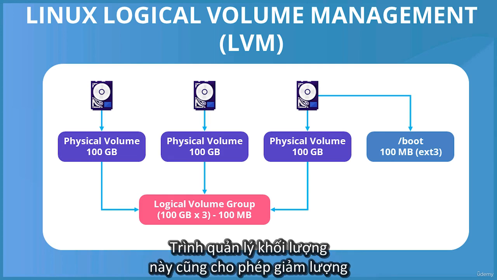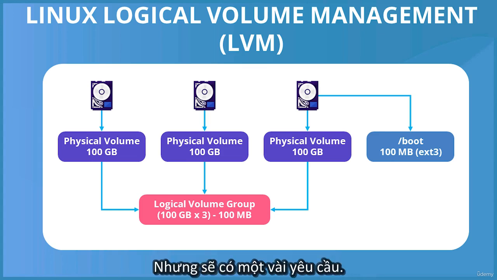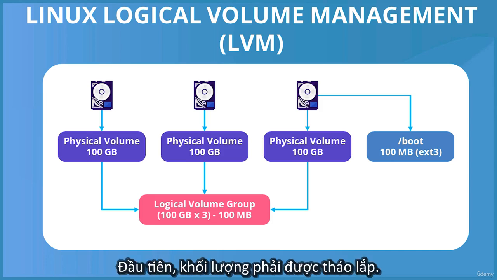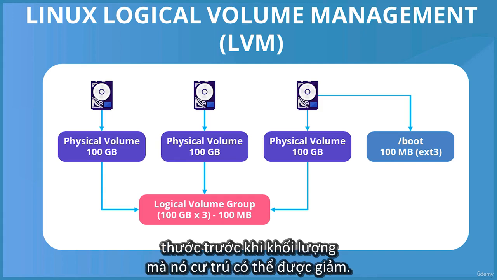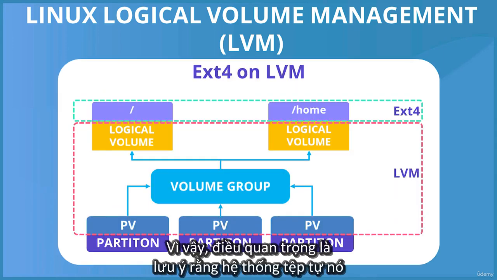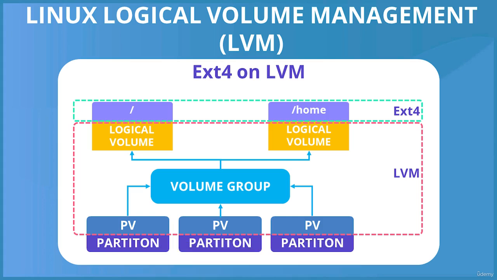This volume manager also allows reducing the amount of disk space allocated to a logical volume. But there are a couple of requirements you have to pay attention to. First, the volume must be unmounted. Secondly, the file system itself must be reduced in size before the volume on which it resides can be reduced. So it is important to note that the file system itself must allow resizing for this feature to work.